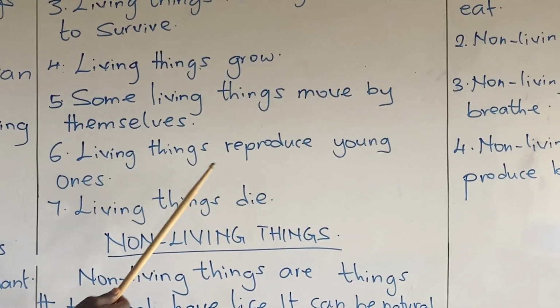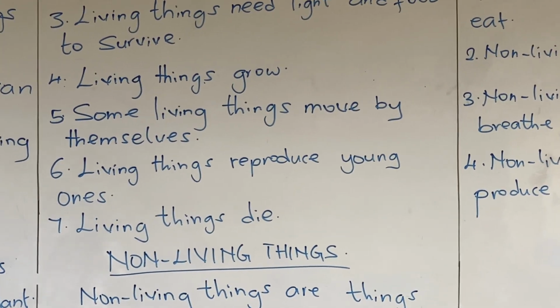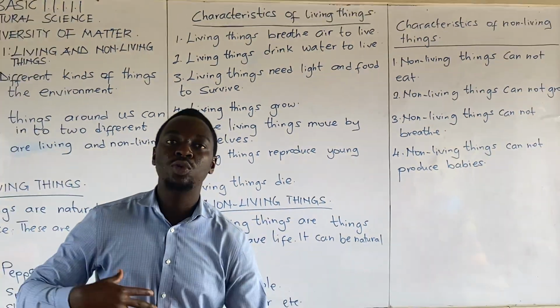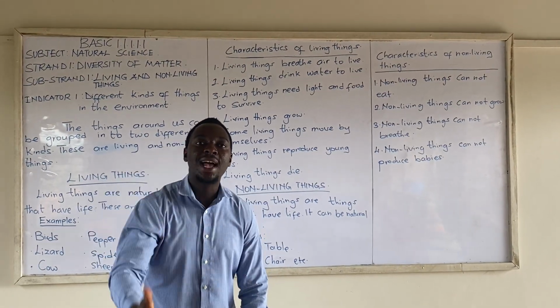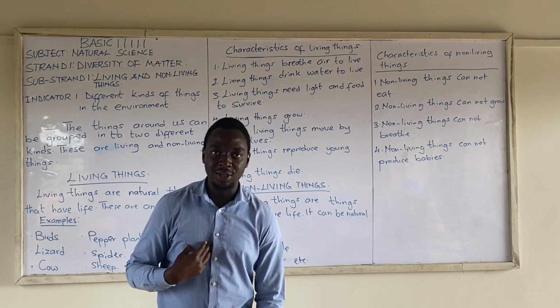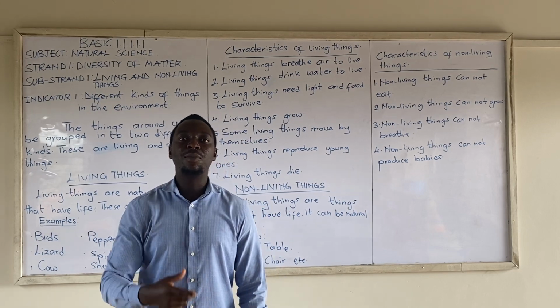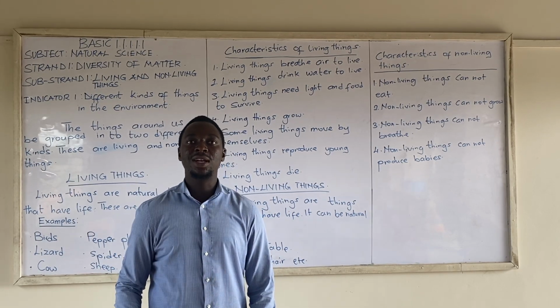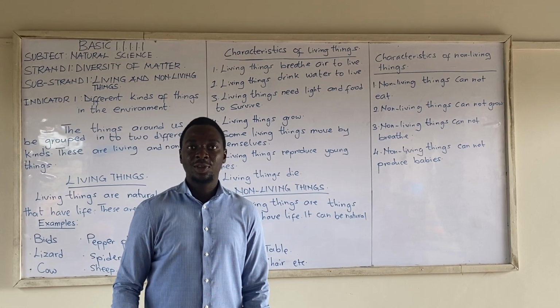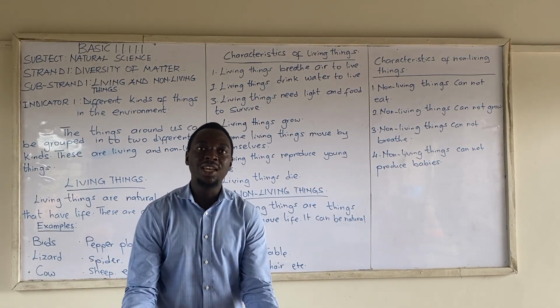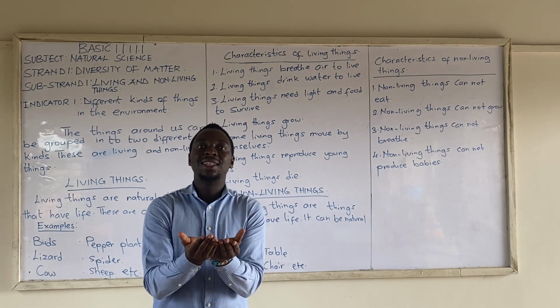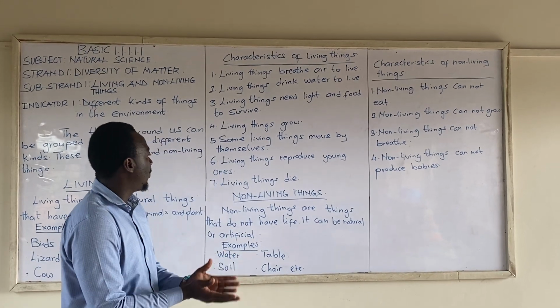6. Living things reproduce young ones. That is, living things are able to give rise to young ones of their own kind. I'm a human being. You are a human being. So we can produce a human being. Goats produce goats. That is reproduction. They are able to reproduce.